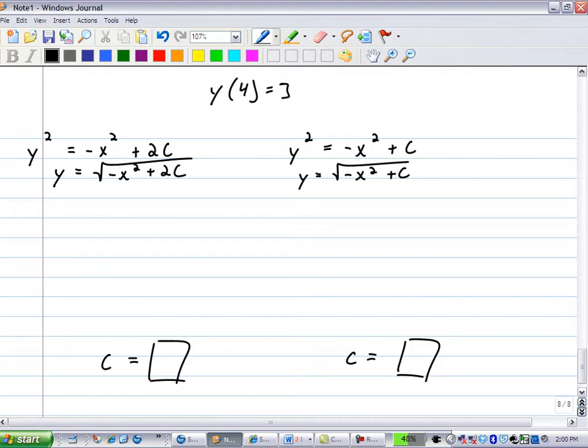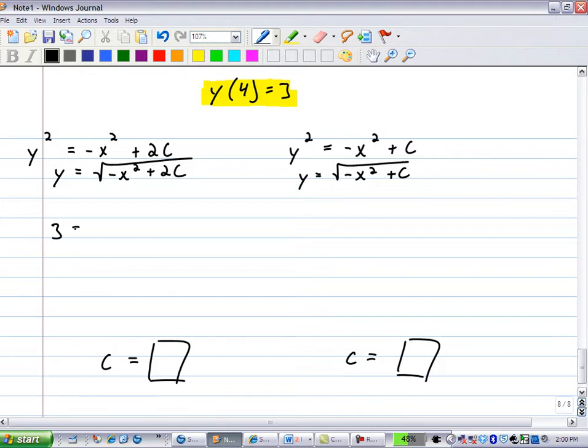So if they said it didn't make a difference and C is going to be different, then how is this okay? So let's work it down and solve for C. Which one do we use? Remember your initial condition. What's X? Is X 4 or 3? X is 4, and Y is 3.